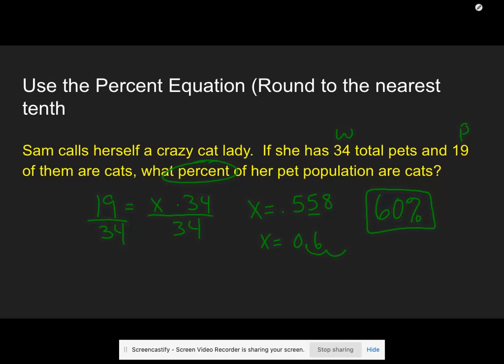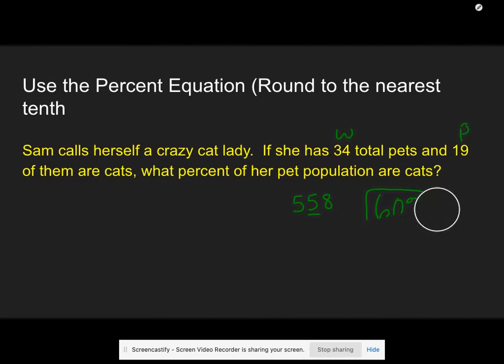So use these examples, find the information. You could actually write that down, what the part, the whole, or the percent is, and make sure you get it into the equation and then solve.